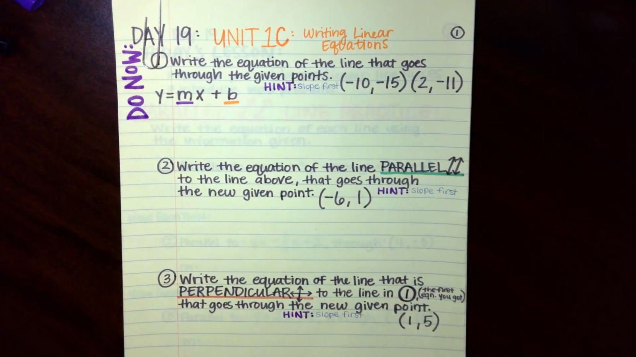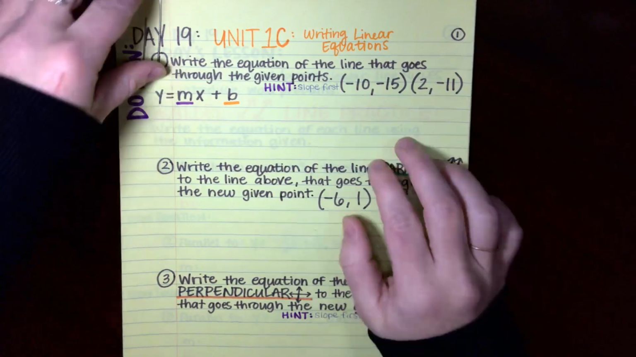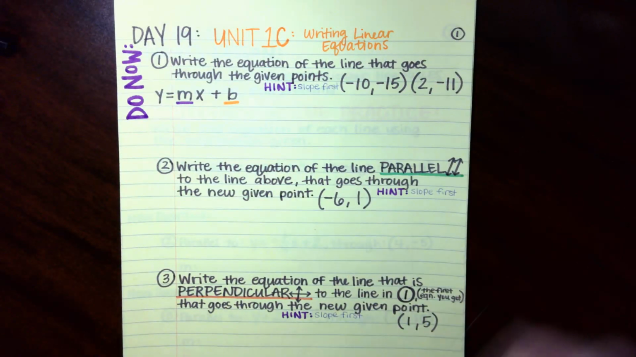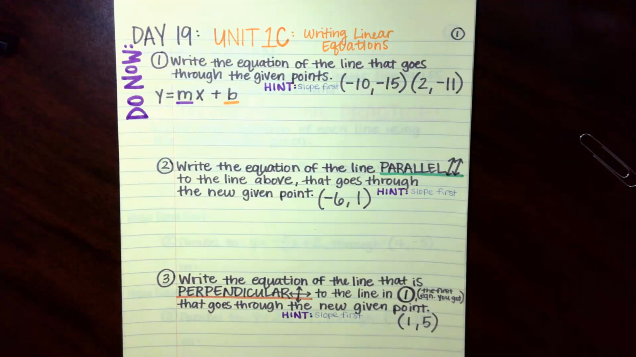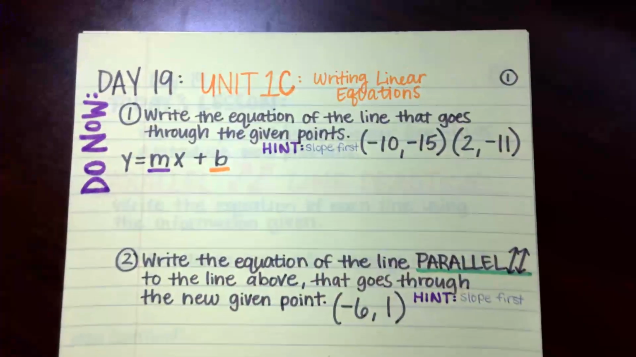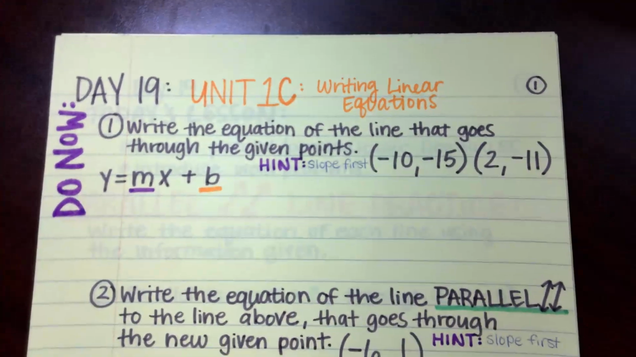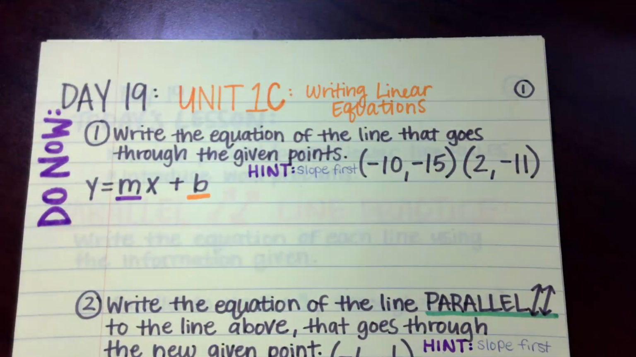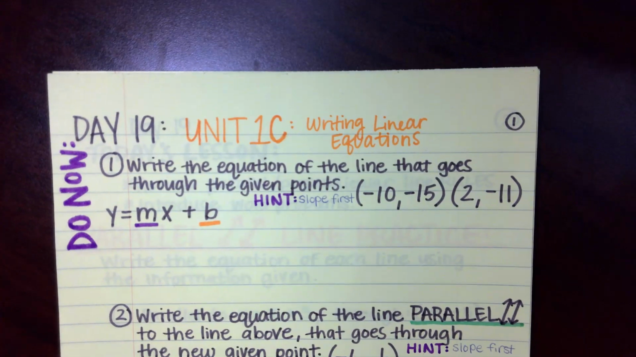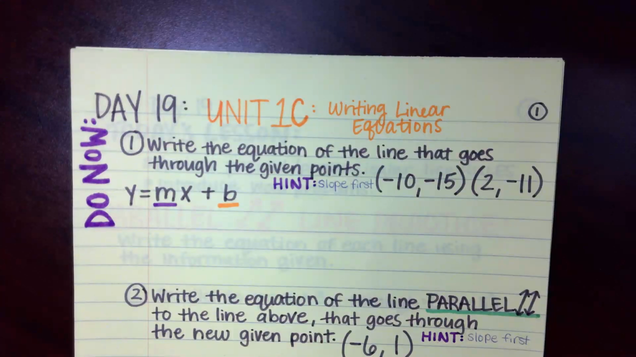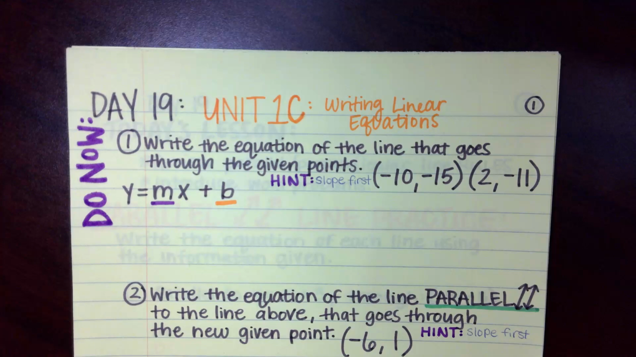Okay, guys, so today is day 19, and our do now has 3 questions. Our first question says to write the equation of the line that goes through the points that I gave you here. Now let me fix my screen, it's all tilty. There we go. All right, number 1. The 2 points I gave you were -10, -15, and 2, -11.